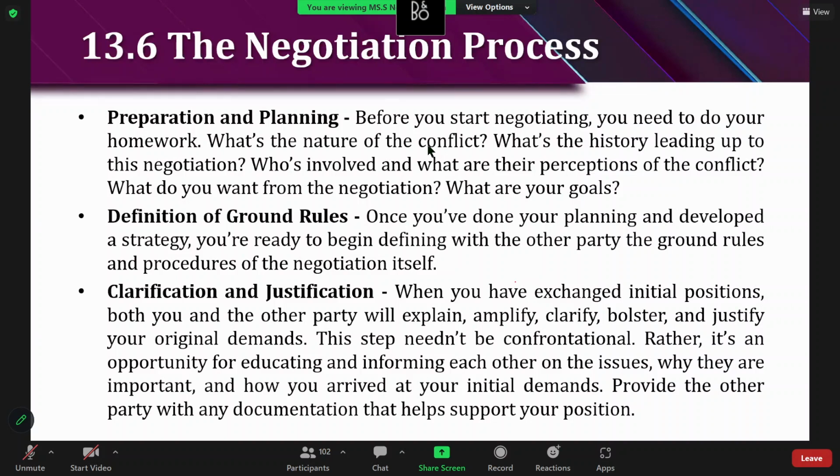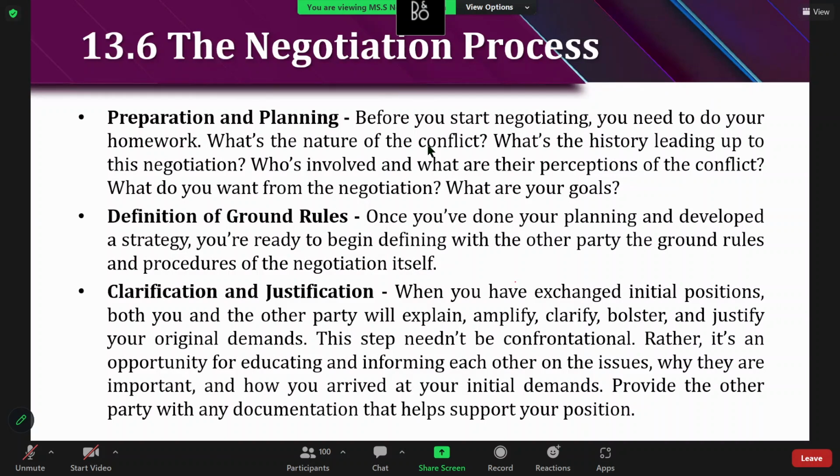And then definition of the ground rules. Once you are done with your planning and have developed a strategy, you are ready to begin defining with the other parties the ground rules and the procedures of the negotiation itself. Once you have planned how you are going to engage in the conflict, what is expected by yourself and what is expected by the other party, you try to have a discussion with the other party and define the ground rules. You have to negotiate within these rules. You cannot go beyond these limits.